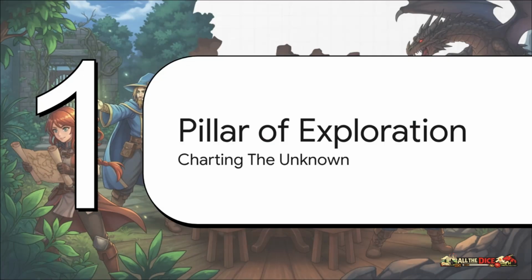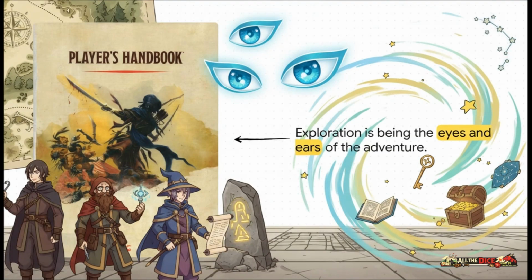Okay, first stop, charting the unknown, which is the pillar of exploration. As you step into that forest, the air gets a little colder. Your dungeon master starts describing the scene. The twisted roots of the trees look like they're trying to grab your ankles, and there's this weird glowing moss pulsing with a faint, eerie light. This is exploration.